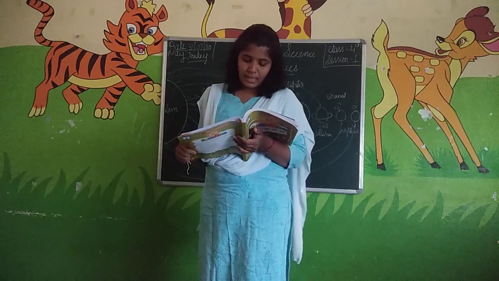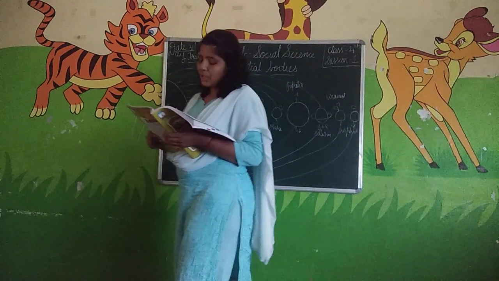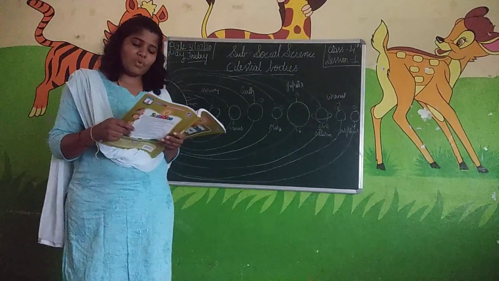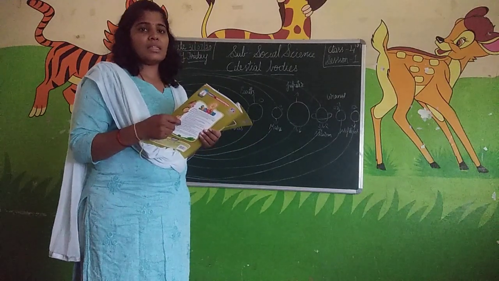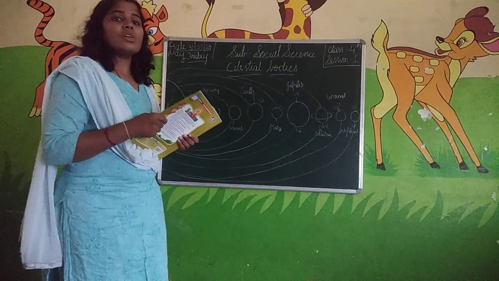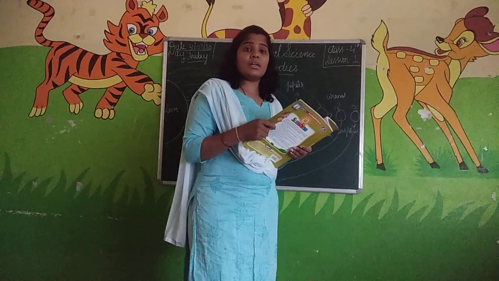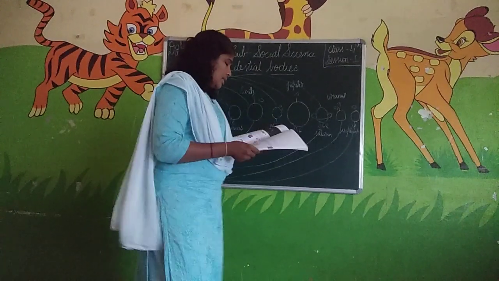The sun is the nearest star to the earth. The sun is the star which is very near to the earth. Stars look small because they are very far from us. When we see the sky, the stars look very small because they are very far from our earth. Only the sun is a star that is nearest to the earth.